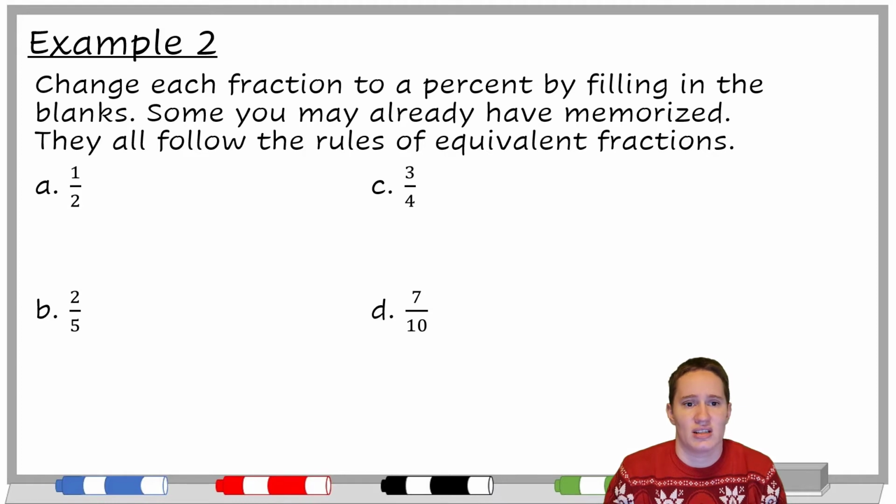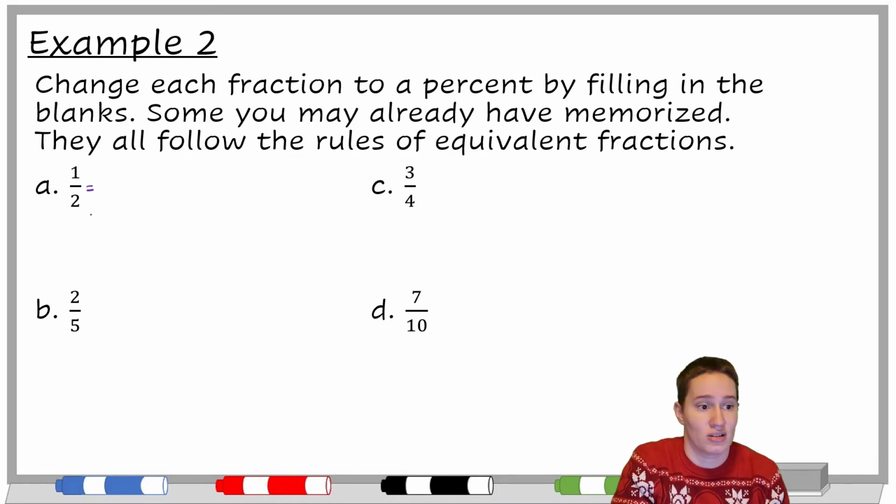So we are trying to change the fraction to a percent by filling in the blanks, but there are no blanks. So whoops, we'll just change them to a percent. There's more than one way to think about this. One of the ways to think about some of these fractions is to think about equivalent coins. There is actually a 50 cent piece, and a 50 cent piece is 50 cents. And so 1/2 would be equal to 50%.